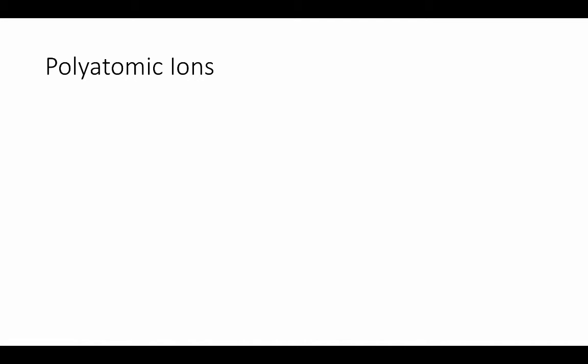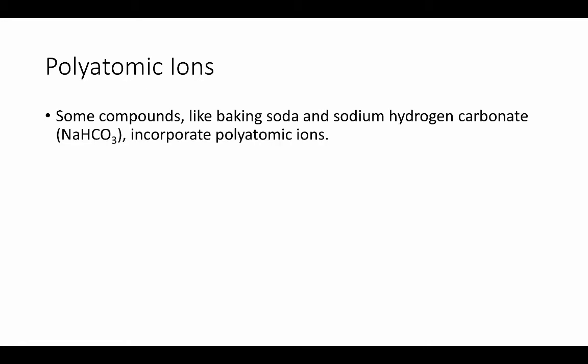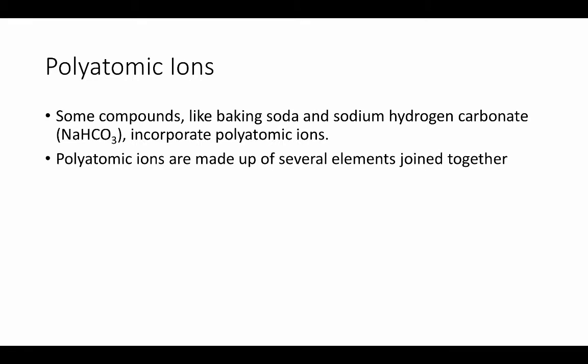Some compounds, like baking soda and sodium hydrogen carbonate, incorporate polyatomic ions. A polyatomic ion is an ion made of several elements joined together. So in this case of the sodium hydrogen carbonate, NaHCO3, Na is one ion and HCO3 is another ion.